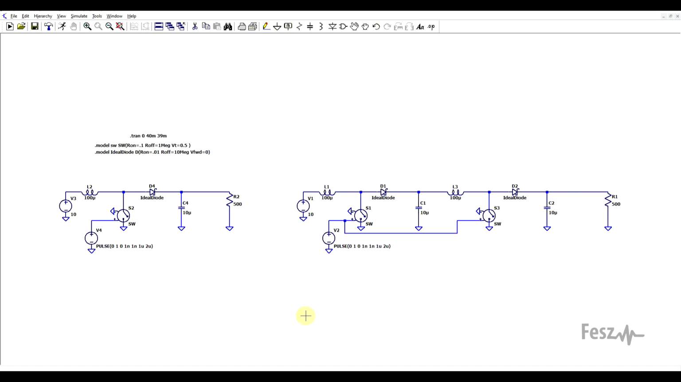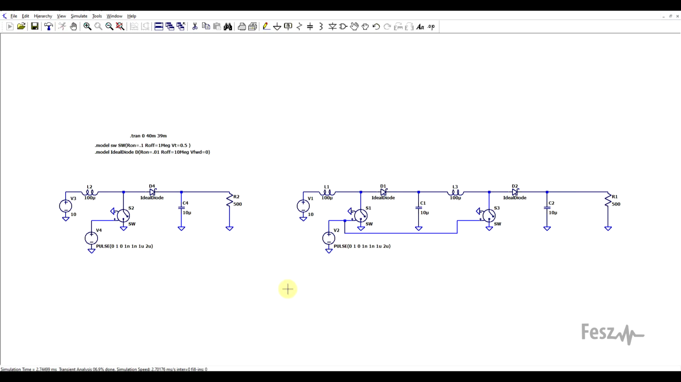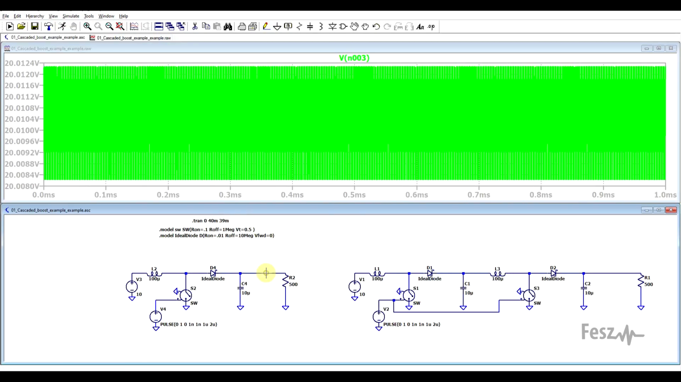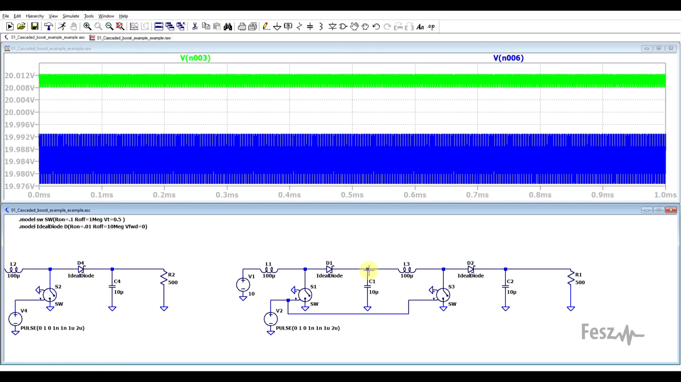Just to exemplify this, I created the basic boost converter and a cascaded boost with two stages, which are driven with the exact same control signal. So in both cases, the signal generator is set to have a 50% duty cycle. If we run this and check the standalone boost converter, we are getting around 20 volts, double that of the input voltage. And if we look at the cascaded boost, after the first stage, we are getting more or less the same thing, so also 20 volts, 19.98.